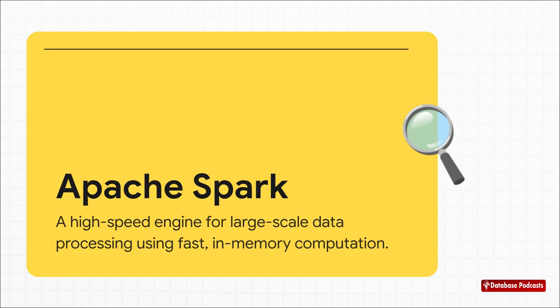Now for the second piece of the puzzle, Apache Spark. If you're not familiar, Spark basically changed the game for big data processing because it does its work in memory. It doesn't have to keep writing to a slow disk over and over again. So, when you think Spark, I want you to think one thing: pure, unadulterated speed.